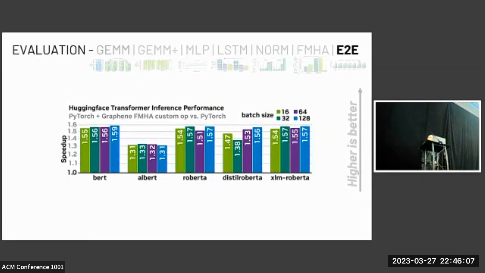Then what we did was we took Hugging Face PyTorch models and manually replaced the code to use the Graphene version. And we can see end-to-end speedup on all different interesting examples. So we get pretty good end-to-end speedup on cases of interest.